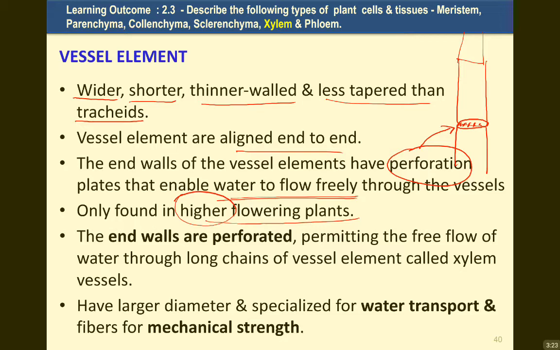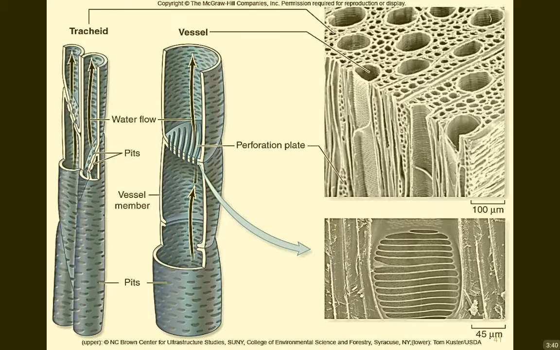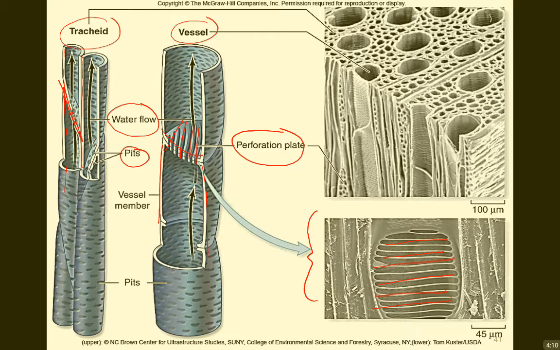So the end walls are perforated, and each of these is called a vessel element. They are larger in diameter, specialized for water transport and for mechanical strength. So, the difference between tracheids and vessel elements: this one is thin, long, with tapered ends, and on the wall they have pits for water flow. For vessel elements, from one element to another, they have perforations. This is the diagram of the perforation plate, which allows the water to flow.